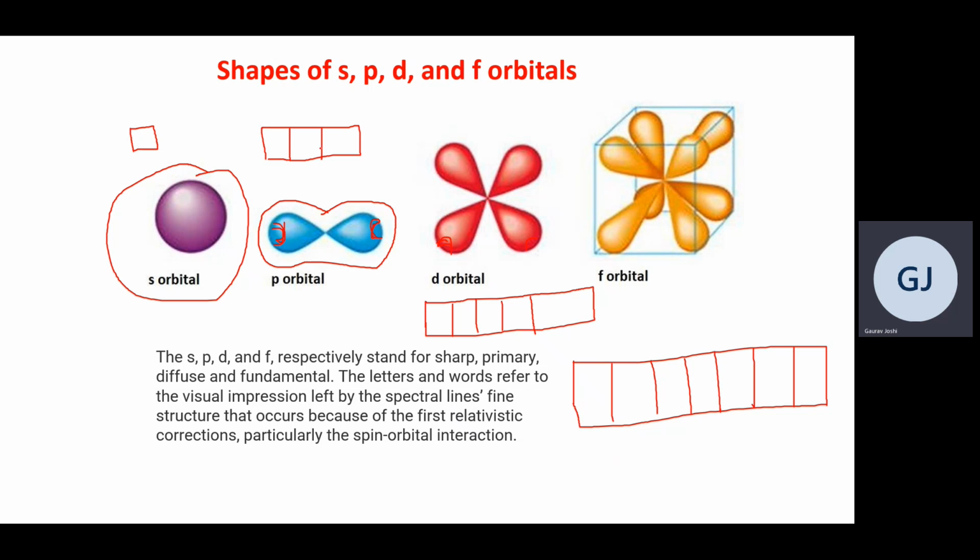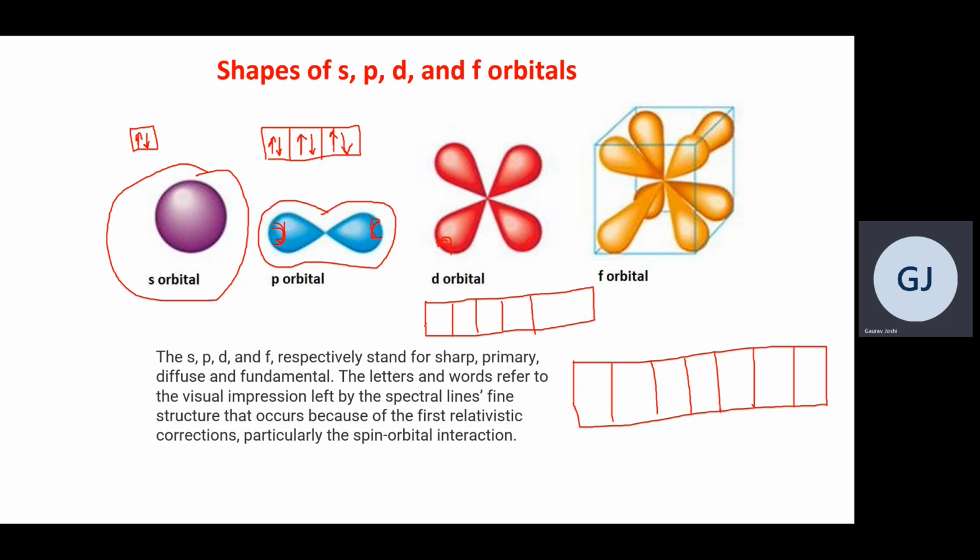So if you remember the boxes: s is signified by a single box, p by 3 boxes, d by 5 boxes, and f by 7 boxes. We were talking about the filling of electrons. s can accommodate 2 electrons, so in the s box there will be an arrow up and an arrow down. So 2 electrons will be here. The p orbital can have a maximum of 6 electrons, so it will be arrow up, arrow down, arrow up again. These arrows show the direction of the electron. This is the filling of electrons in these subshells.